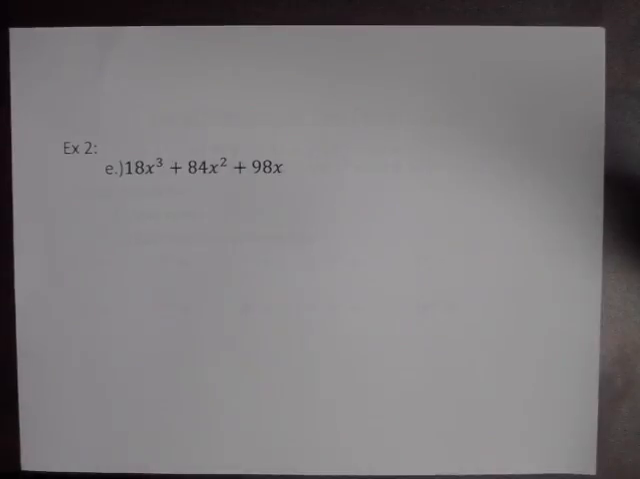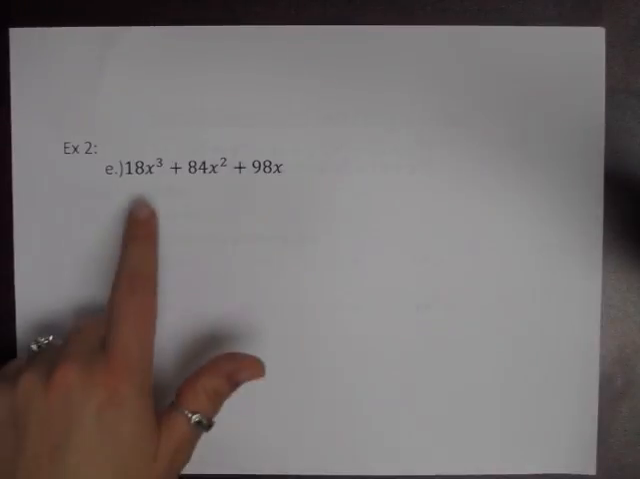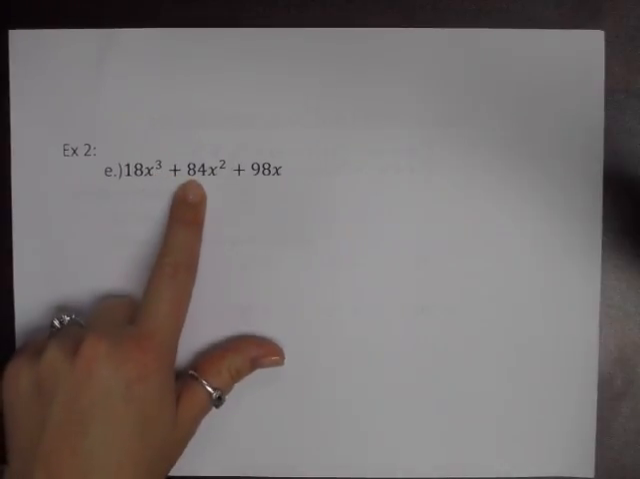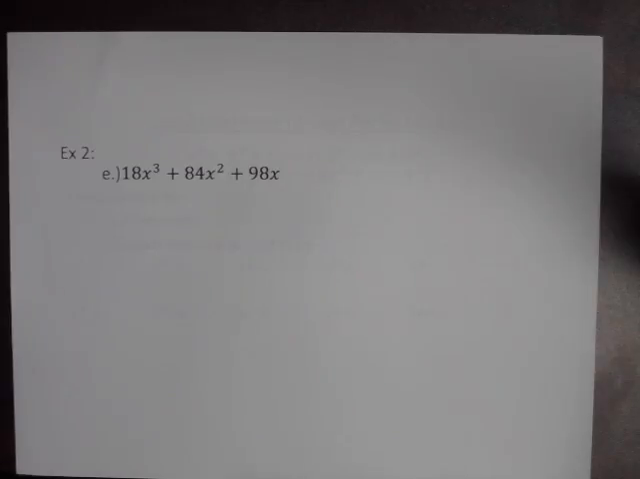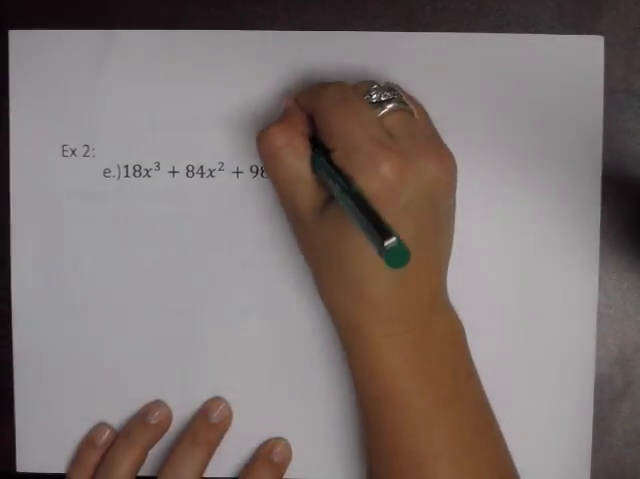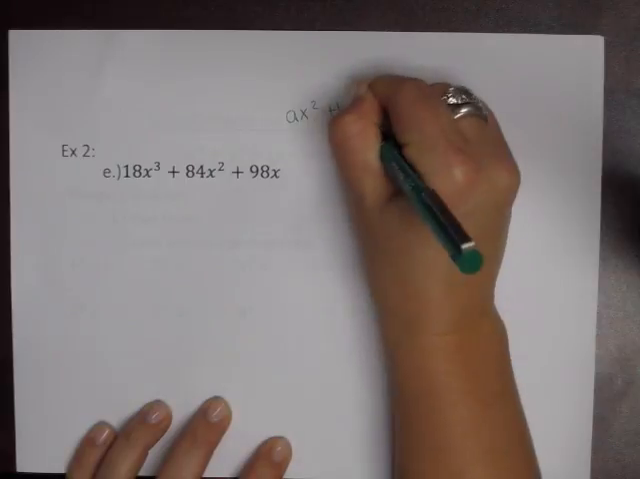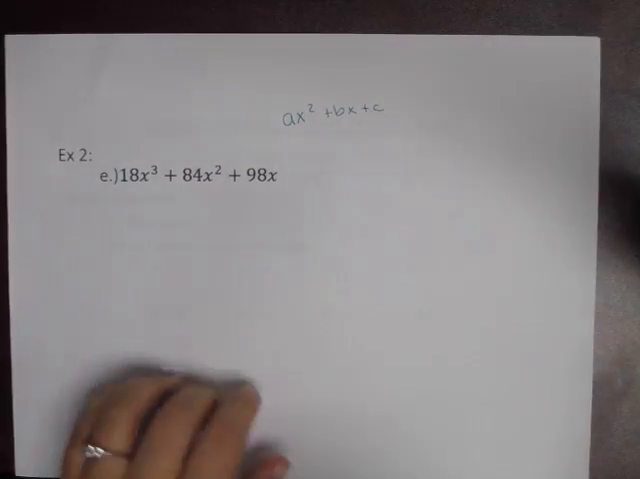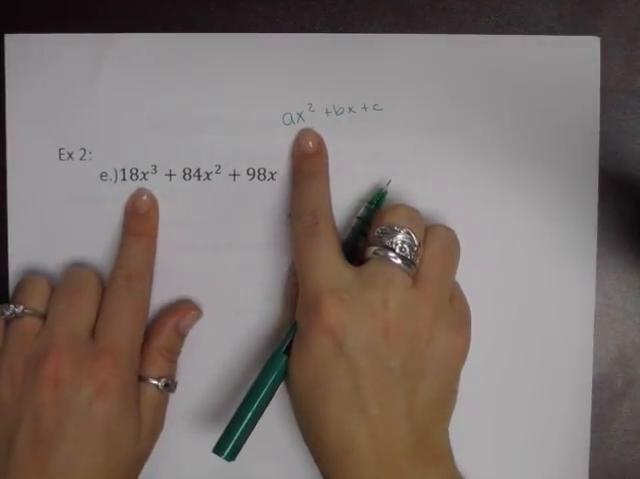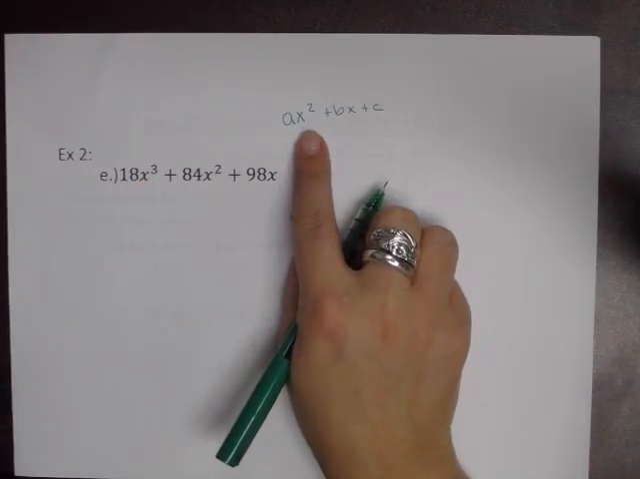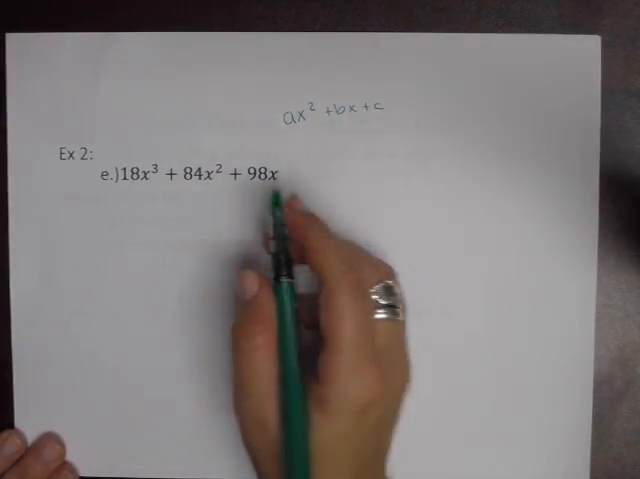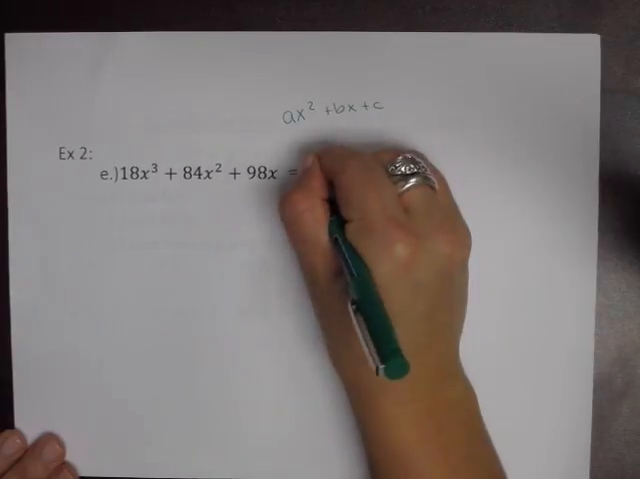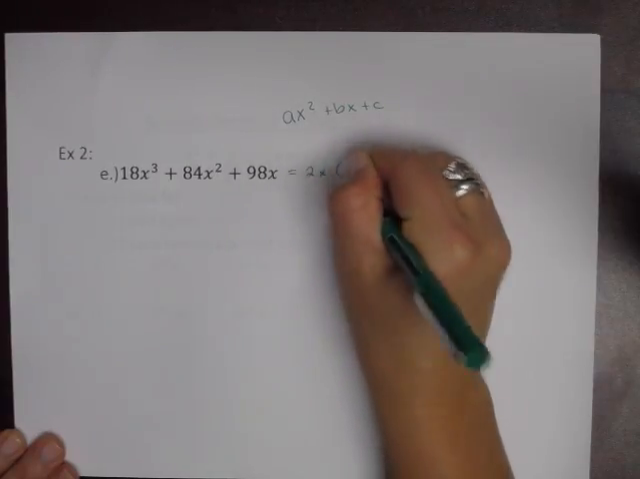Alright, the last type of perfect square trinomial that we're going to look at looks like this. So we've got 18x to the third plus 84x squared plus 98x. Alright, first thing that I notice is I want it to be in this form, ax squared plus bx plus c. But if I look at my first exponent, it's x to the third. So that definitely tells me that I'm going to pull out a GCF. Okay, so for 18, 84, and 98, I see that they're all even, so I can pull out a 2, and I've got to pull out an x.